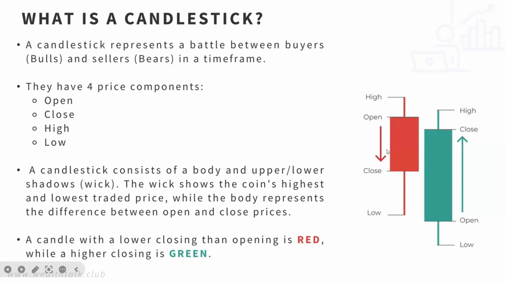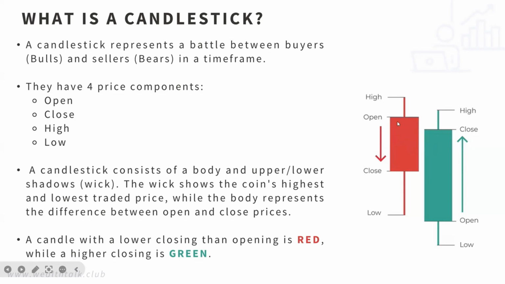A candlestick consists of a body and an upper and lower shadow, the wicks. These thin lines at the bottom and at the top of this candle are called wicks. The wick shows the coin's highest and lowest traded price, while the body represents the difference between open and close prices. A candle with a lower closing than opening is red, while a higher closing is green.